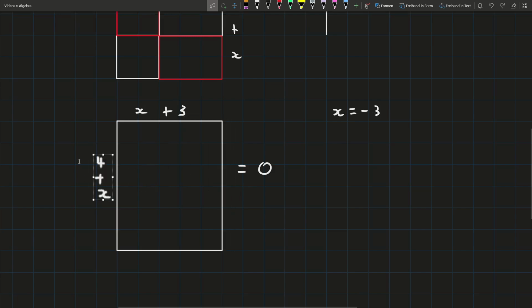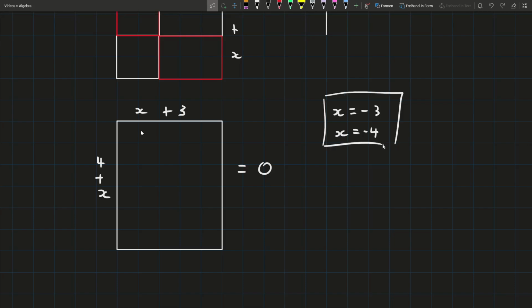And then on this side, you can see 4 plus x. How could we make this side equal to 0? So we have 4, and when we add something on, we want it to be 0. So what's the opposite of 4? Well, it's minus 4. So we could say x equals minus 4 as well. And there, they are our two answers. So if you make x minus 4, we have minus 1 multiplied by 0, which is 0 as the area. And if we make it minus 3, we have 0 times 1, which is also 0 as the area.